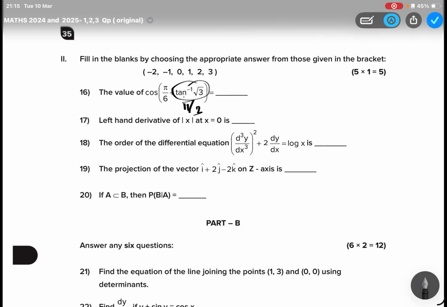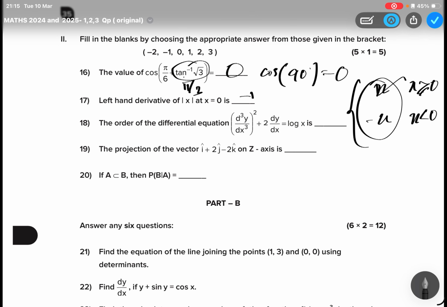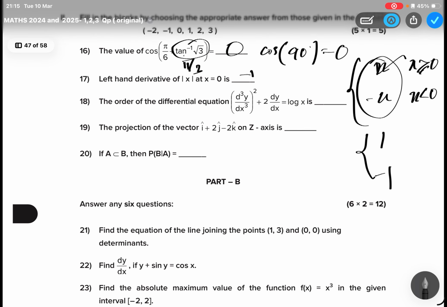So now the value of cos of pi by 6 plus tan inverse, this will be pi by 3, 60 degree, and pi by 6, cos of 30 degree plus 60 degree, 90 degree, answer will be 0. Left hand derivative of mod x, already you know, minus 1. It is minus x for x less than 0 and x for x greater than 0. Then differentiate, you will get 1 and minus 1.